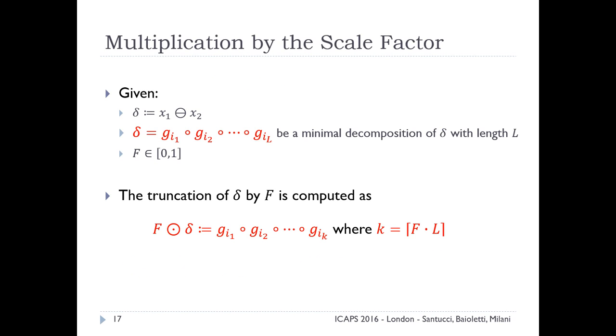Here we have the definition of the multiplication operator. The parameter F has to be a real number in [0, 1], and we suppose that the permutation delta has the shortest decomposition in terms of the generators, the adjacent swaps, that has length L. So the truncation is simply to truncate the decomposition after the first F times L generators.